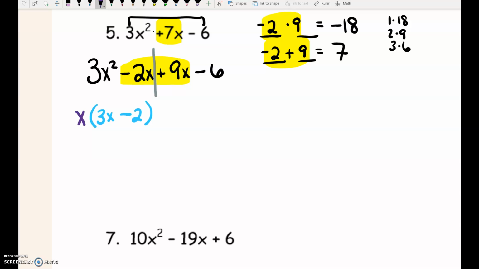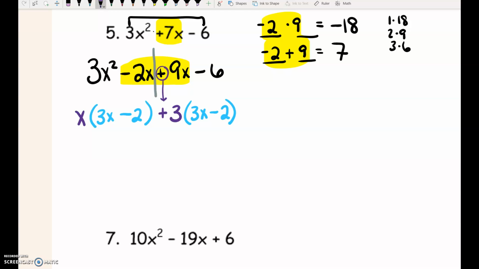In our second group, what do 9x and negative 6 have in common? 3. And here's a helpful hint. Whatever symbol is in front of that third term, use that symbol, especially if it's a minus sign. This time it's a plus, so we're fine. They have a 3 in common. 9x divided by 3 is 3x. Negative 6 divided by 3 is negative 2. If your parentheses don't match, you did something wrong. The parentheses have to match.